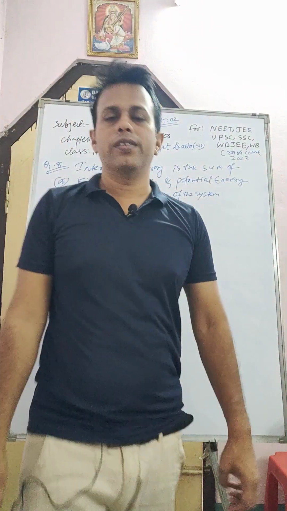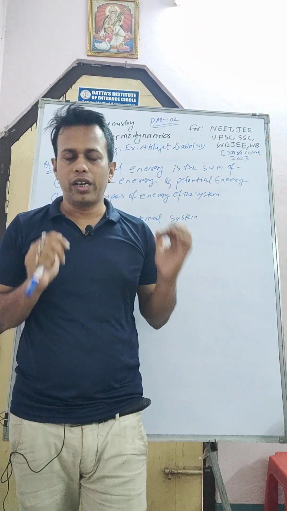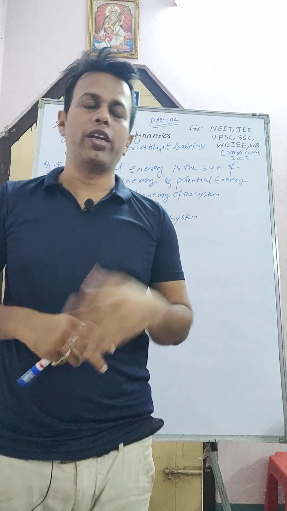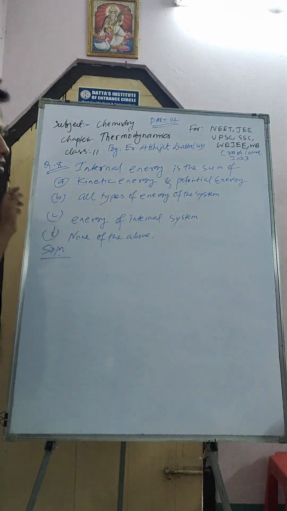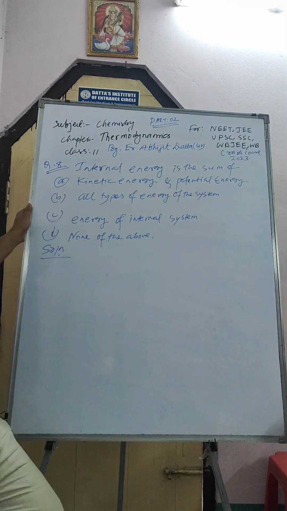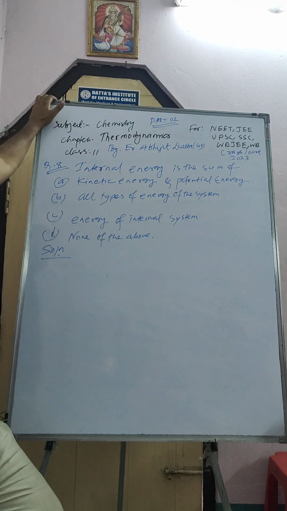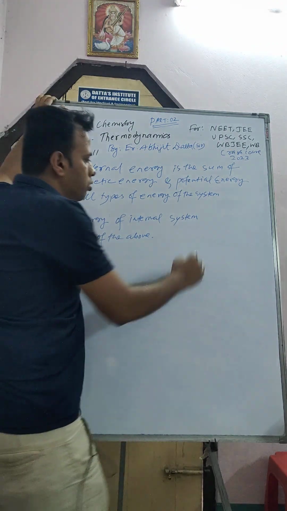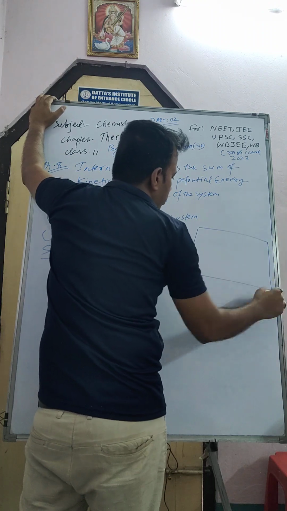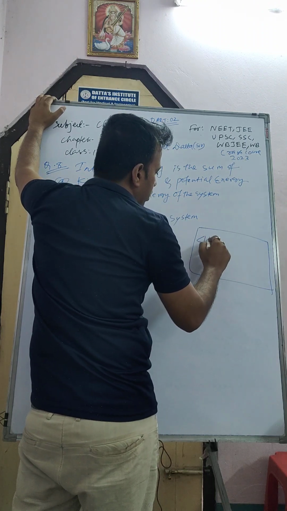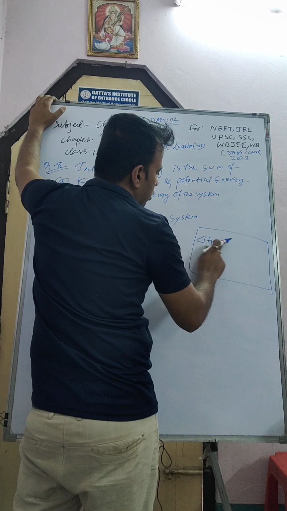So students, this one is the last question of the lecture. Okay, this is part number 2 or lecture number 2 of thermodynamics. So the last question, that is 8th question of the lecture, is: internal energy is the sum of what? Kinetic energy and potential energy, all types of energy of the system, energy of the internal system, or none of them. Okay, so we know that internal energy is there, in thermodynamics.